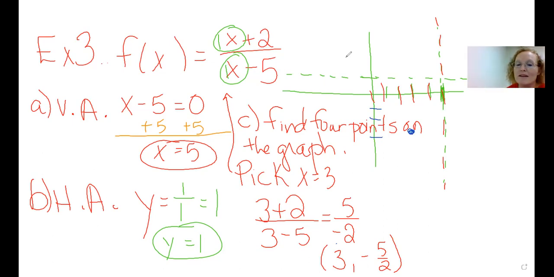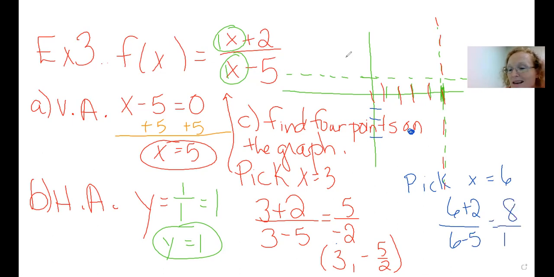Now let's pick another one, but this time I'm going to pick a value on the right side. Since my break there is at 5, let's pick X is 6, just for fun. If X is 6, we have 6 plus 2 over 6 minus 5. 6 plus 2 is 8, 6 minus 5 is 1, and 8 over 1 is just 8. So the point 6, 8 is also on my graph. Let's put that on there. There's 1, 3, 4, 5, 6, 7, 8. So 6, 8 would be way up there.